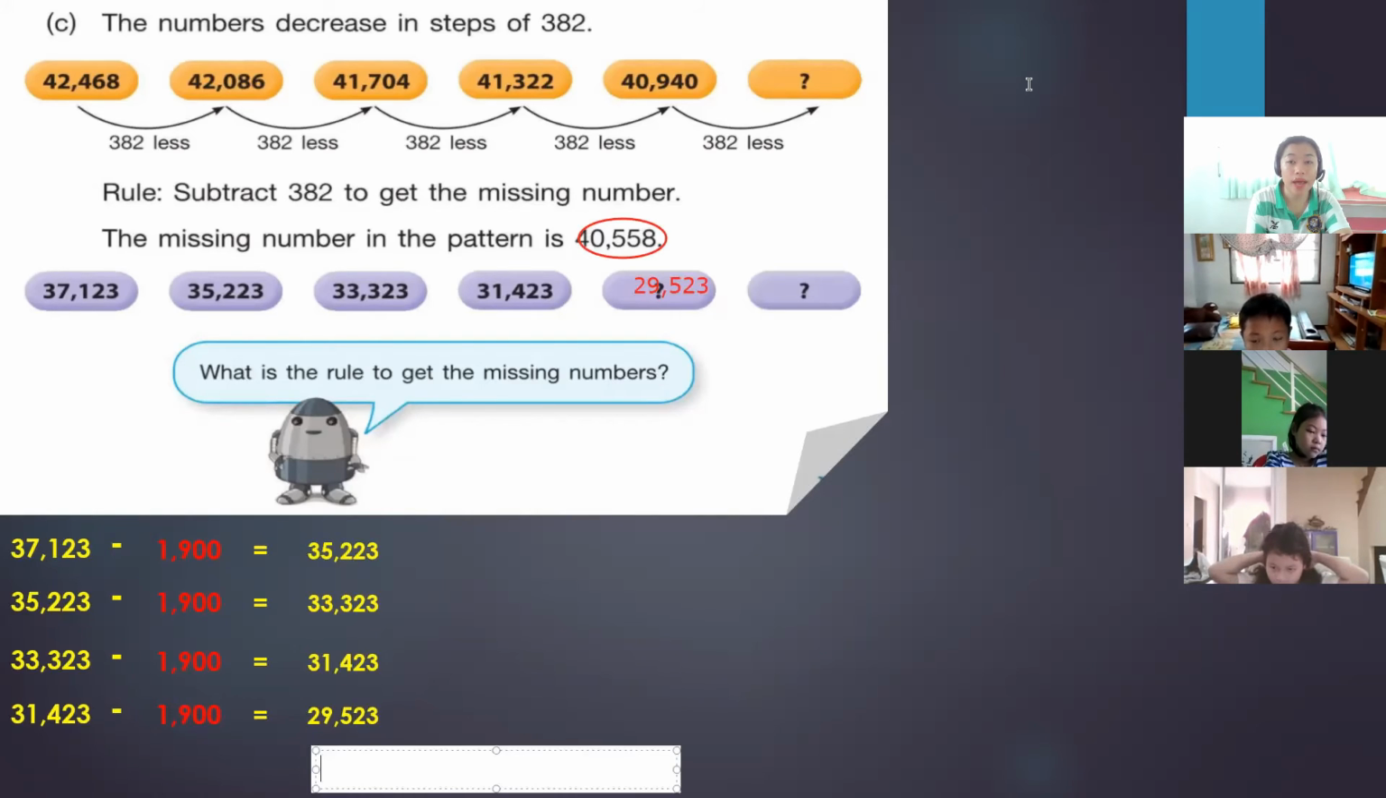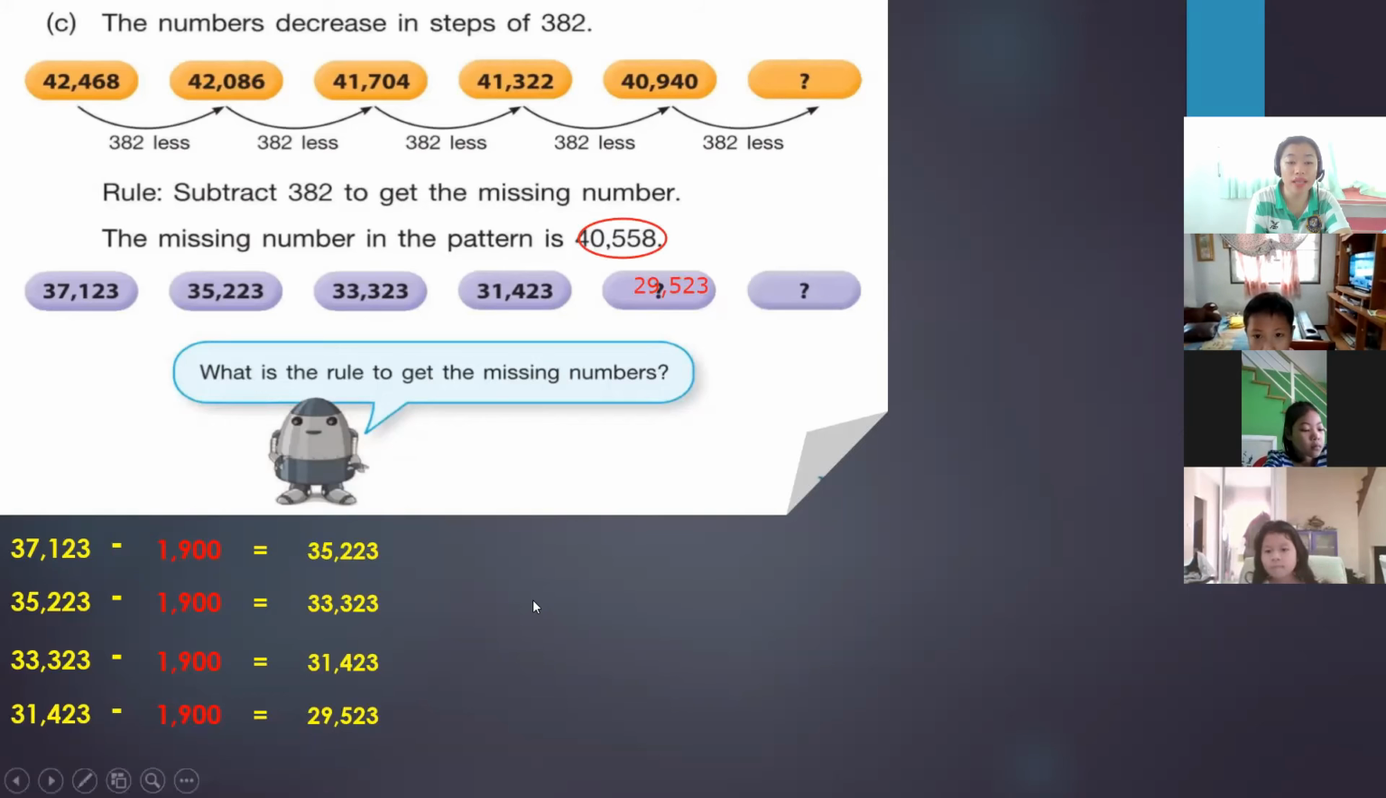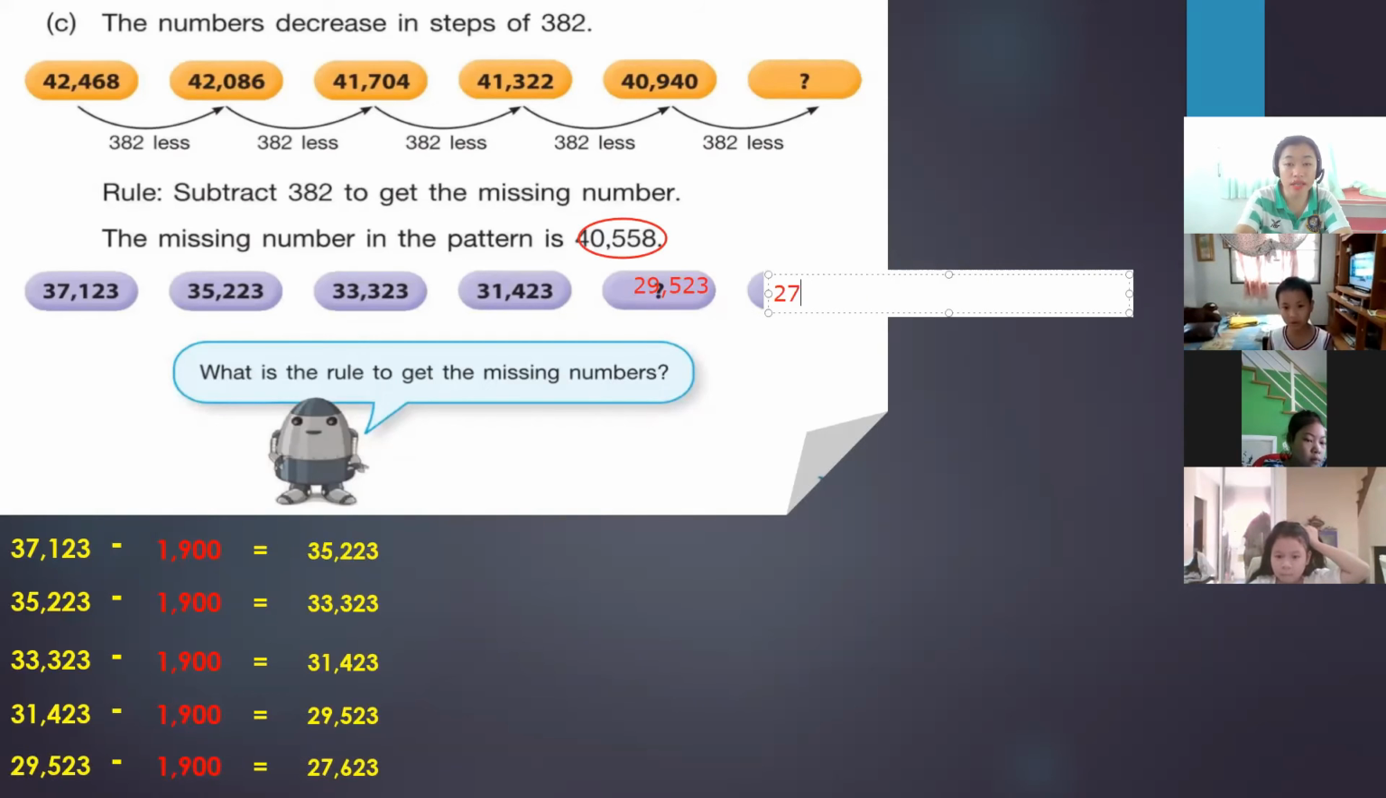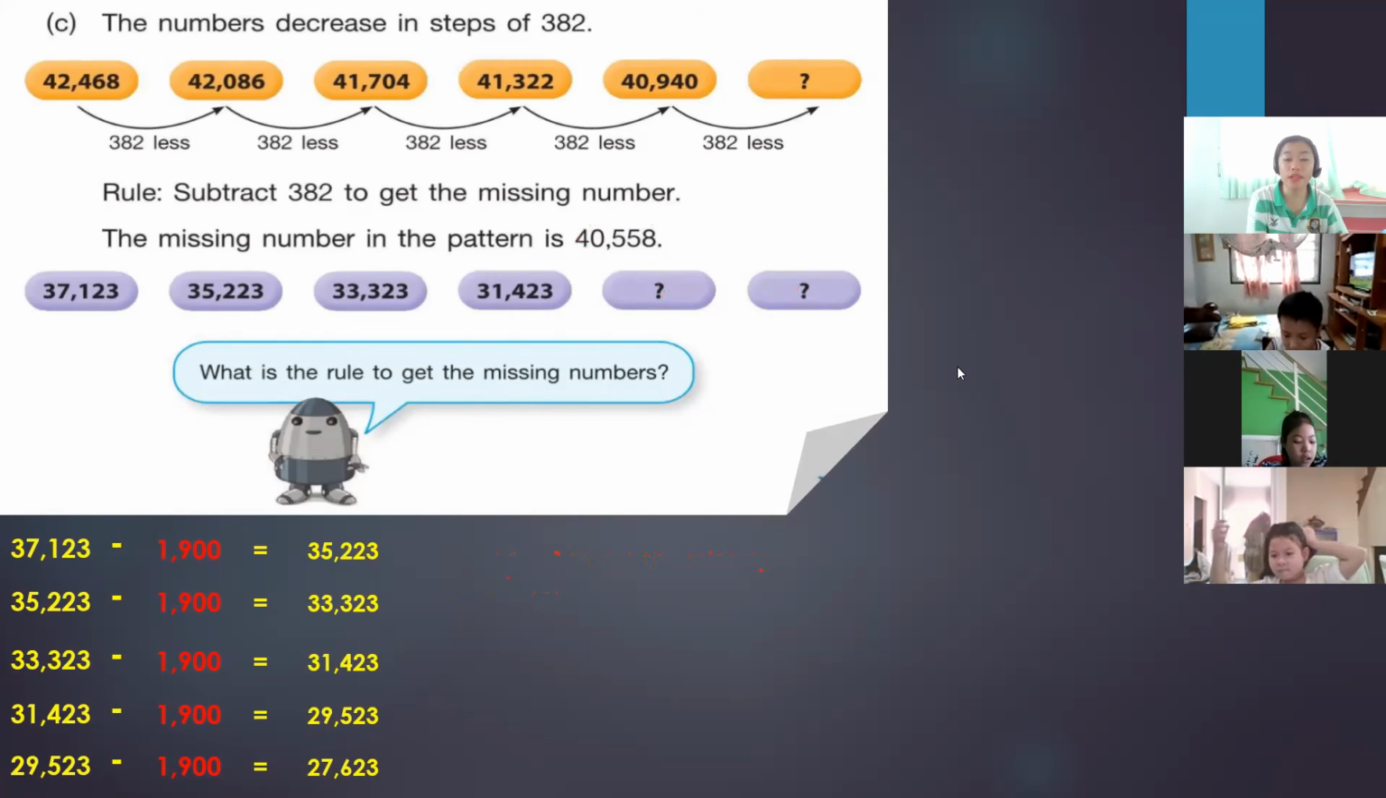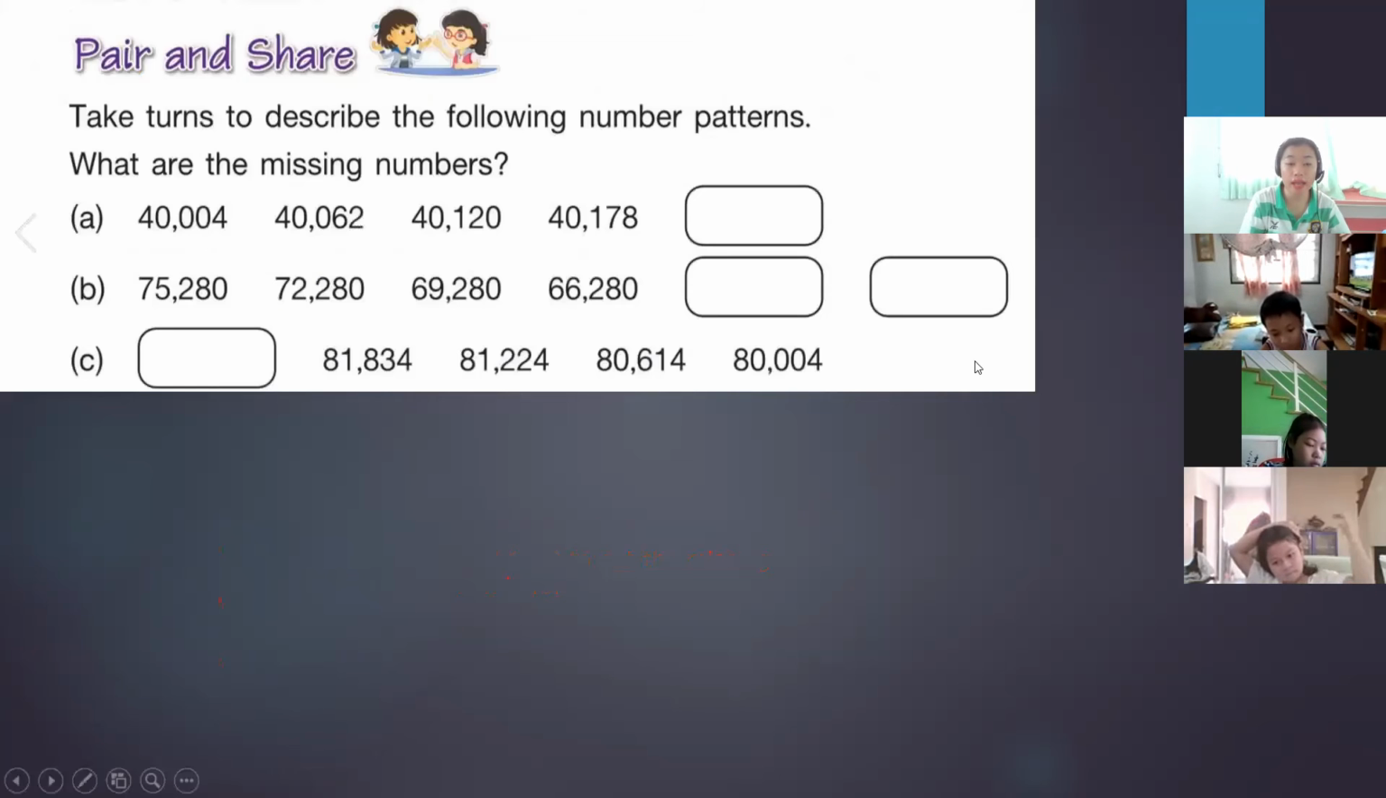29,000 minus 1,900 is equal to 27,623. So the missing number here is 27,623. Okay.